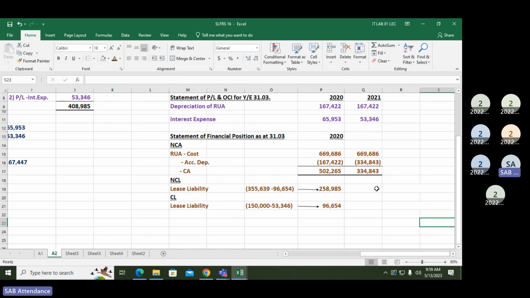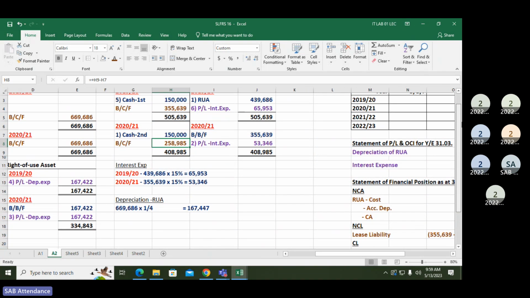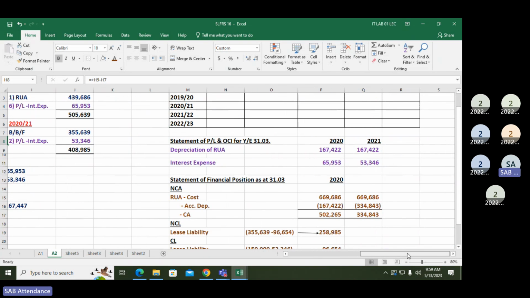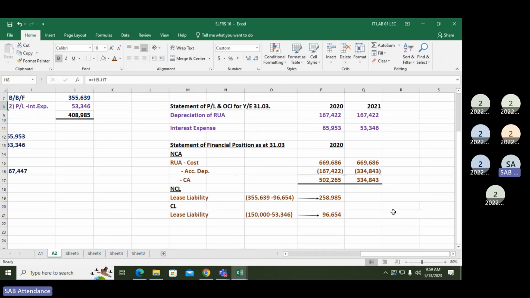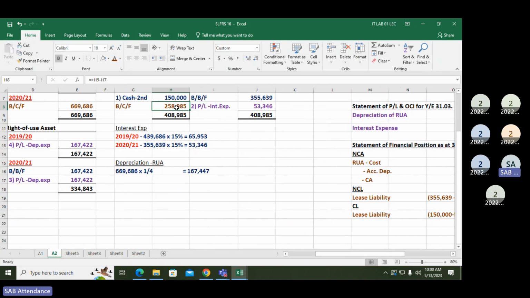Right. Now second year lease liability, the total lease liability at the end of the second year is 258. That is going to settle in the next 2 years. So of that, how much is current? You can take the 150 installment, then 15% of this, right? 258 is the outstanding balance at the end of the second year.